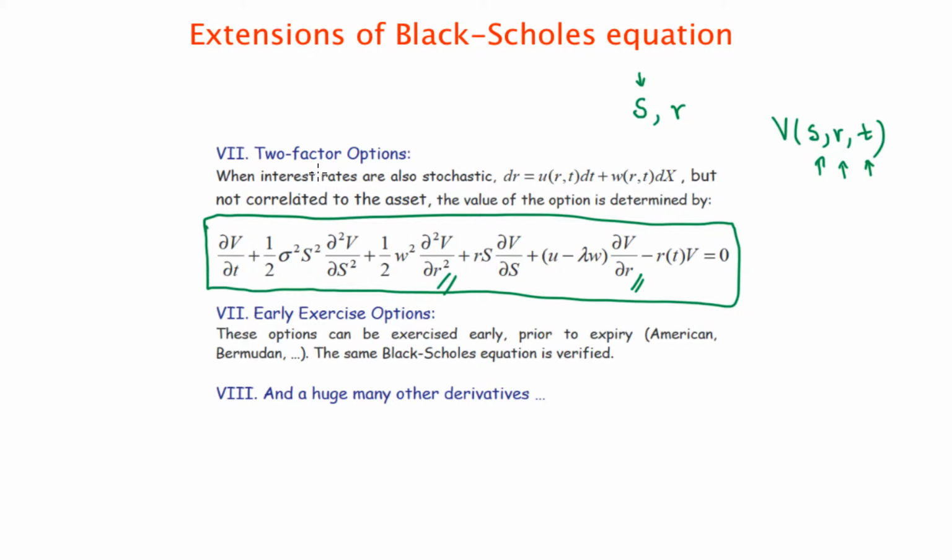Another extension of the Black-Scholes equation is that, instead of having European options, we have the possibility of early exercise options. These options can be exercised early, prior to maturity, and they have different names depending on when they could be exercised. So these are American, Bermudian, and many other different names. But the important thing here is that they all follow the same Black-Scholes equation. The only difference is when we need to apply the boundary conditions in order to consider the possibility of early exercise. And this is the most difficult thing associated to these equations.